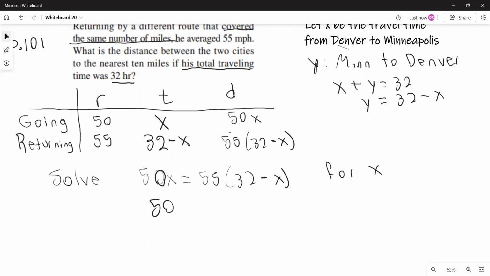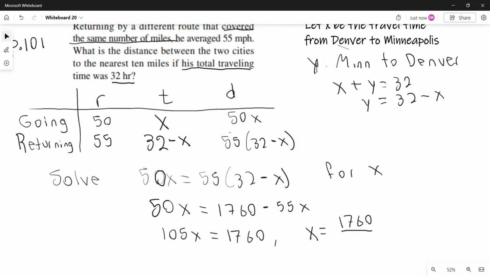So let's solve this equation. 50X equals 50 times 32, which is 1,760, minus 55X. And then add 55X to both sides. So 105X equals 1,760. Divide both sides by 105. So X is 1760 over 105, or if you reduce the fraction, that's 352 over 21 hours.